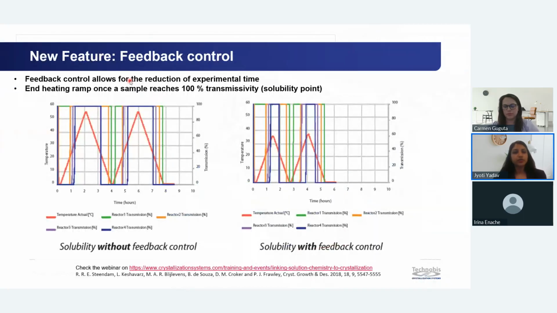Then it comes with new feedback control, which allows for the reduction of experimental time. How it works: when your targeted transmissivity is reached, it will automatically go to the next step without completing the whole ramp. For example, here you are increasing the temperature from 0 to 55 degrees Celsius. With feedback control, it will automatically go to the next step when your targeted transmissivity, for example, here it is 100%, is reached, and this helps you save a lot of time. For example, just here for 2 thermal cycles, it takes 8 to 9 hours, which can be done in 5 to 6 hours with feedback control.